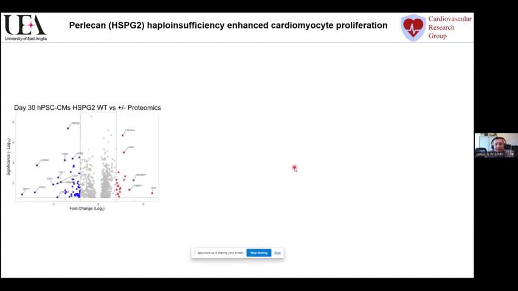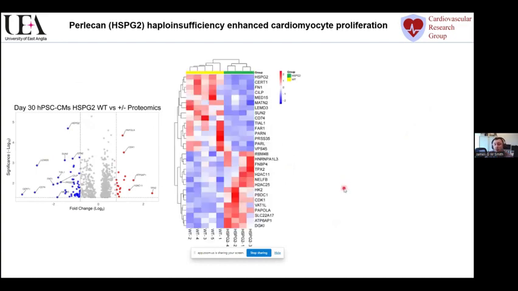So what was happening at the later point? So if we took the day 30 cardiomyocytes and did the proteomics on the wild type and the Perlecan knockdown, again, we could see a whole range of proteins that were changed at this time point. Again, reassuringly, it confirmed the Perlecan knockdown, and then a whole load of other proteins that were knocked down or dysregulated as an effect. And they clustered into a whole range of processes.